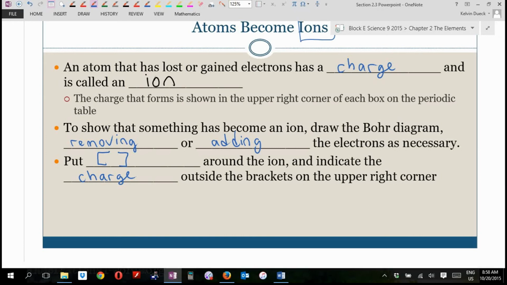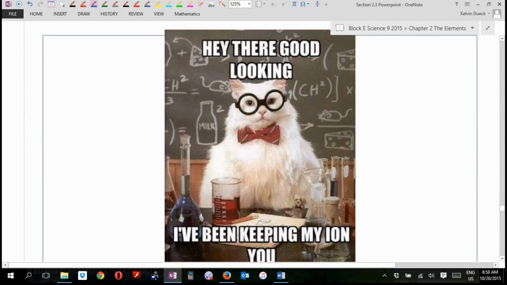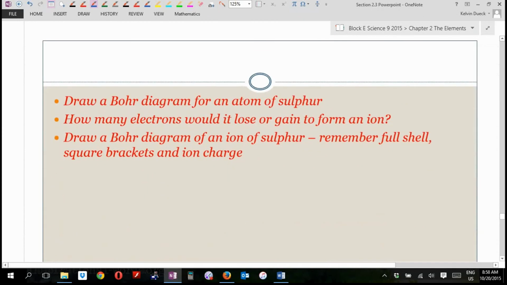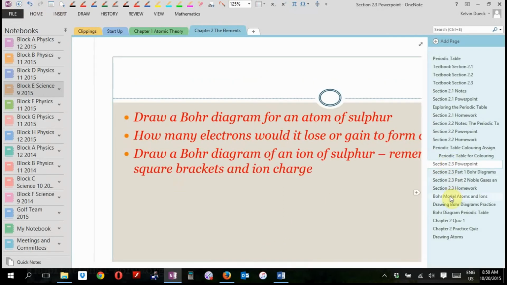Say what? Then it says, draw, oh, hey, they're good looking. I've been keeping my eye on you. Okay, fine. It says, draw a Bohr diagram for an atom of sulfur, and then draw a Bohr diagram for an ion of sulfur. But I don't think I gave you room in your notes, did I? Oh, I gave you that handy dandy little Bohr diagrams practice sheet. So let me get that out right here.